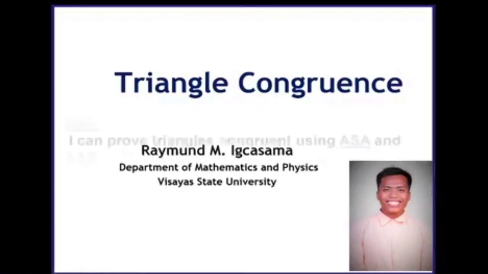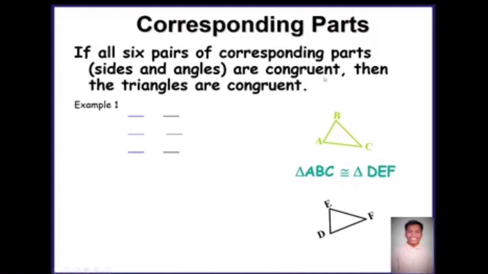Alright, so starting with, if all six pairs of corresponding parts, the sides and the angles, are congruent, then the triangles are congruent. So what does it mean? Let's say, for example, using this triangle ABC, the side AB is congruent to DE in another triangle. On our screen, we can see we have two triangles there: triangle ABC and triangle DEF.